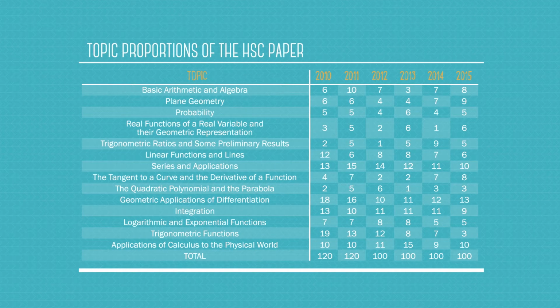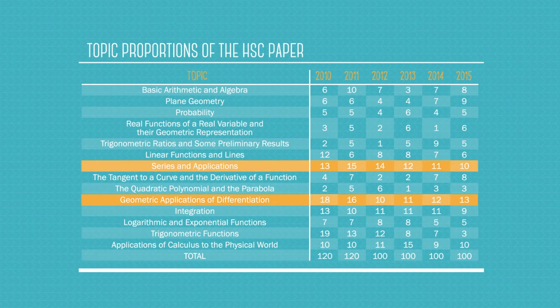Your HSC paper is broken up into sections, into topic areas. And if you can see the table there, you can see I've mapped out over the years roughly how many marks are there for each question, from basic arithmetic and algebra down to plane geometry, probability. Notice on the right hand side for 2015 the big ticket items, and the items that when you plan your study that you really want to think about are series and applications, geometric applications, differentiation, and applications of calculus to the physical world. They were the big ticket items from 2015, and they've basically been the big ticket items for the last 5 or 6 years.